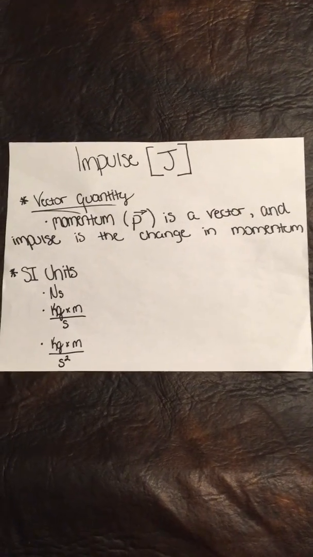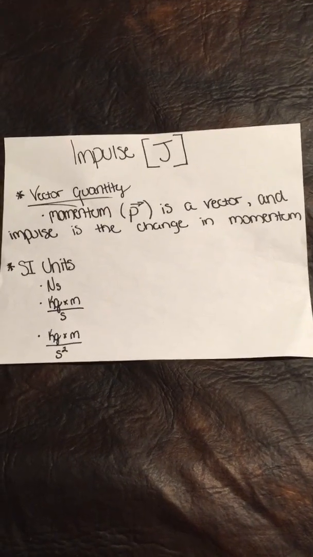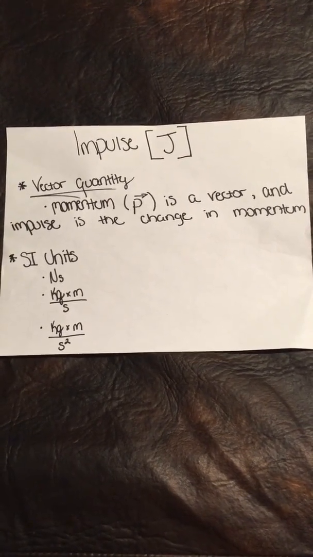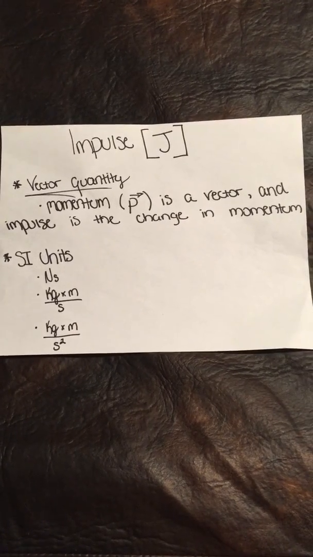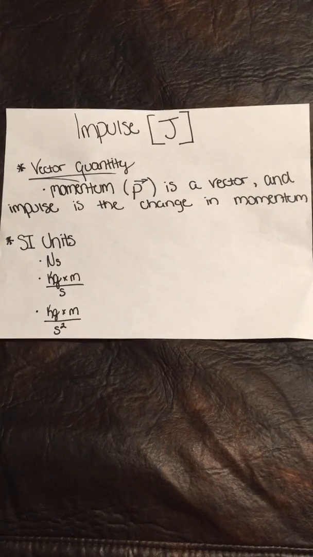Hello, my name is William Johnson, and today I'll be talking to you about impulse. Now, contrary to what most people think, impulse is not represented by an I. It is in fact represented by the capital letter J. Furthermore, impulse is a vector quantity, not a scalar.